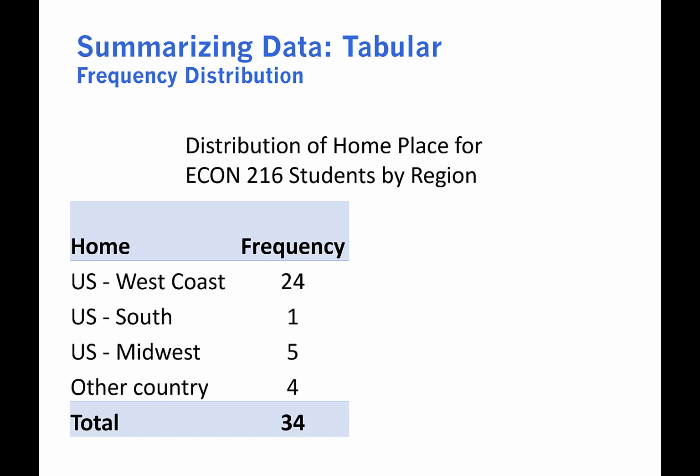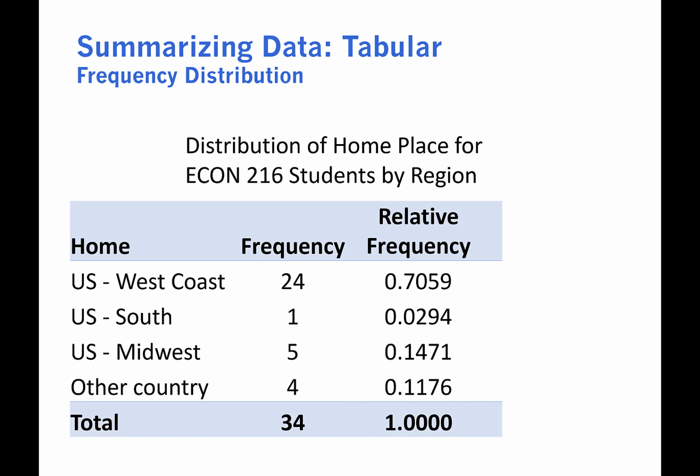If I want to calculate the relative frequency, again remember relative frequency takes the frequency in each category and then it divides it by the total number of observations or the total number of data points that you have. So for relative frequency for the first class, I divide 24 by 34 and that gives me 0.7059. Then for South, I divide 1 by the total of 34, and that gives me 0.0294. For Midwest, I divide 5 by 34, and for other country, I divide 4 by 34.